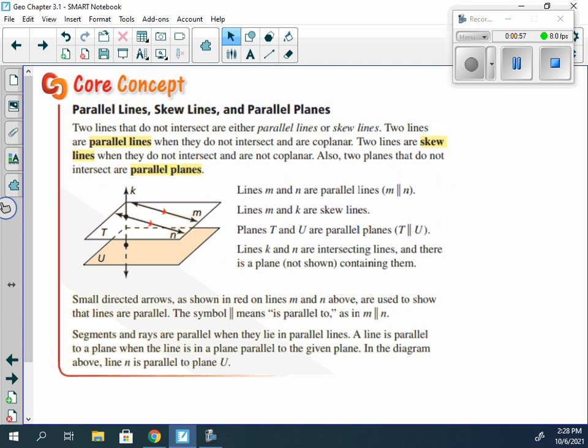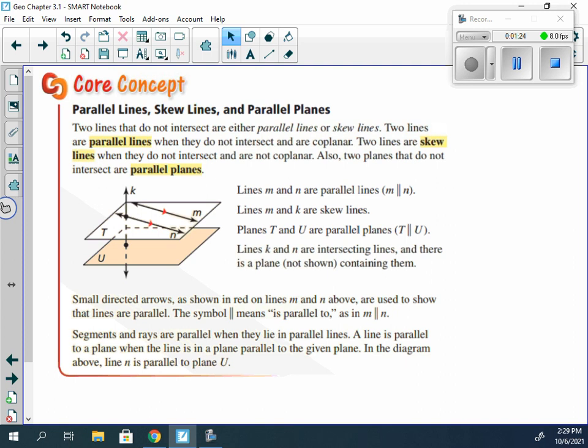Now, the first thing we're looking at in this core concept is parallel lines, skew lines, and parallel planes. Well, parallel lines are what? Two lines that never cross or never intersect, yes? But the other key thing, because we don't normally talk about this, is that parallel lines are lines that do not intersect and are coplanar. They're contained within the same plane.